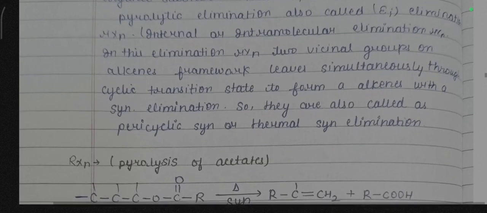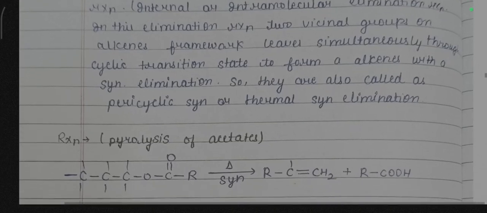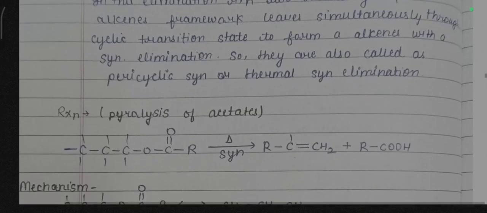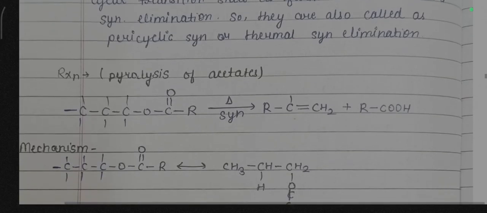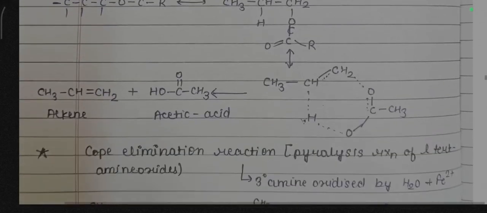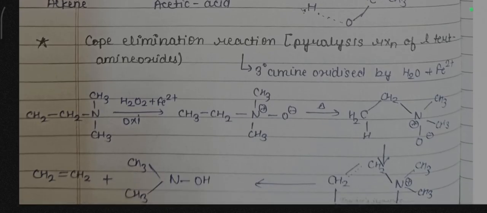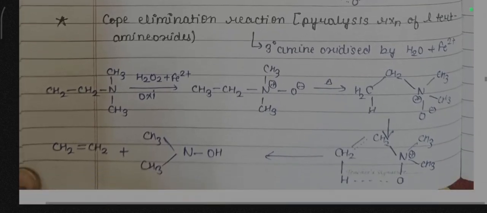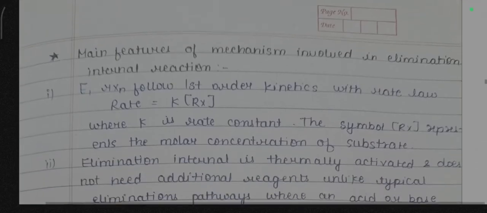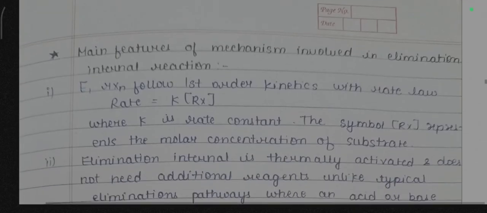In this elimination reaction, two vicinal groups on the alkane framework leave simultaneously through a cyclic transition state to form an alkene with syn elimination, so they are also called pericyclic syn or thermal syn elimination, Cope elimination reaction, pyrolysis reaction of tertiary amine oxides.